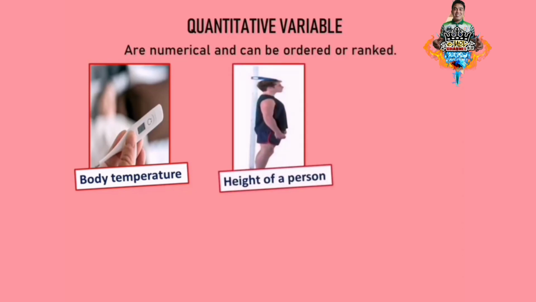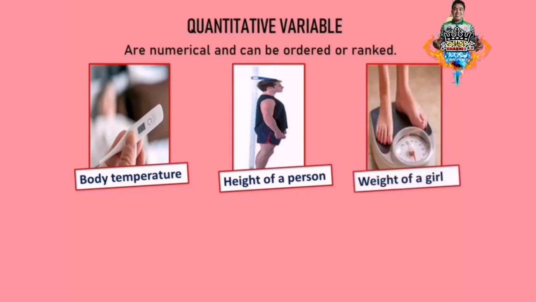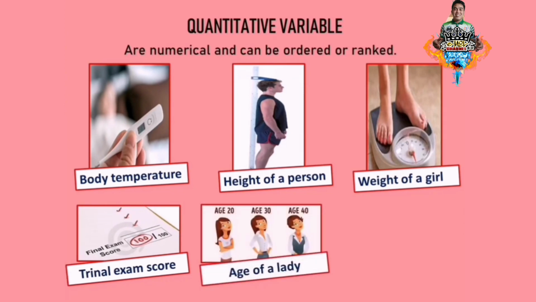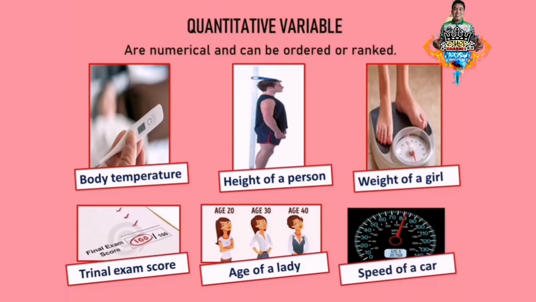We have also the height of a person. Still, it deals with numbers, computation of the height. We have also the weight of a girl, of anyone. Still talks about numbers. We have also the score in the triennial exam. We have also the age of a lady. And last is the speed of a car. So these are some examples of quantitative variables, which are numerical and can be ordered or ranked.